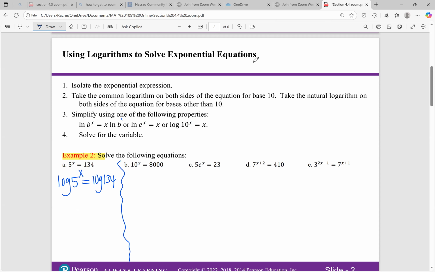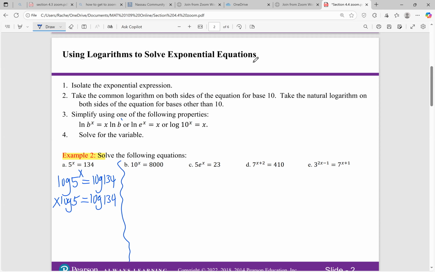The reason that I'm doing this is because we're trying to solve for x, but x is stuck in the exponent. We want to free x, right? We want to get x alone so that we could solve for it. But if I take the log of 5 to the x, now I could use my power rule and bring the x, the exponent, to the front by multiplication. So I'm going to get x times the log of 5, and that's going to equal the log of 134.